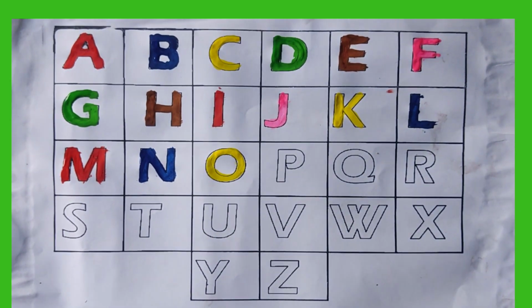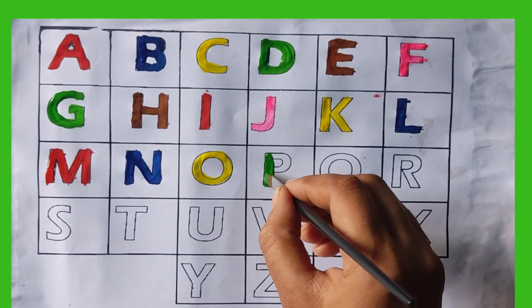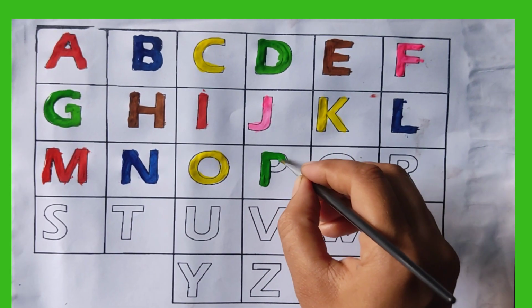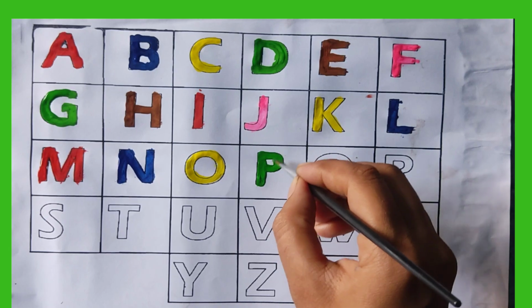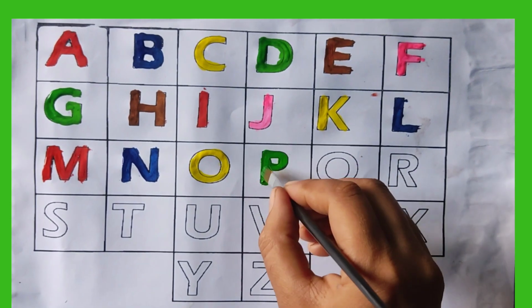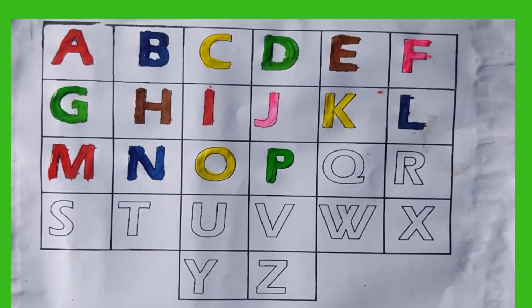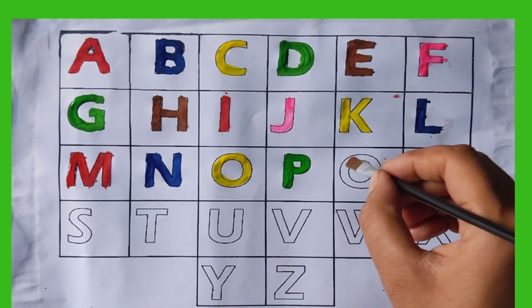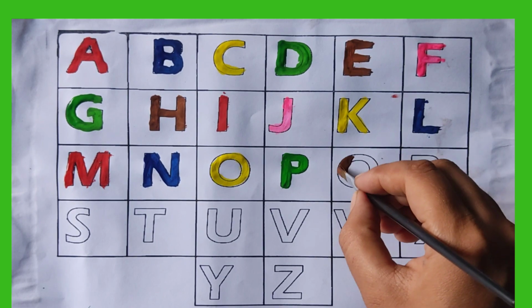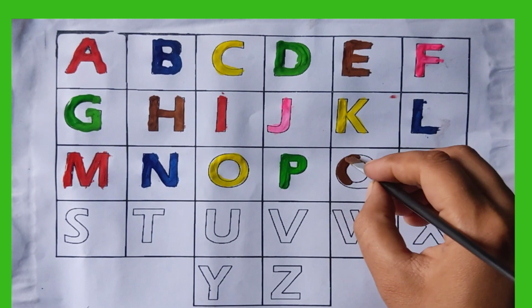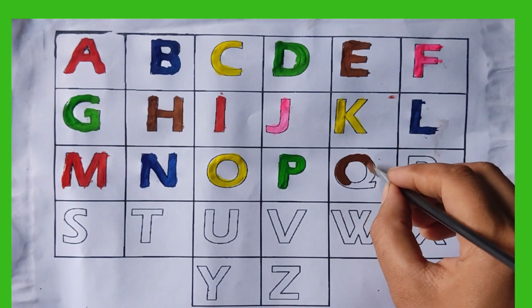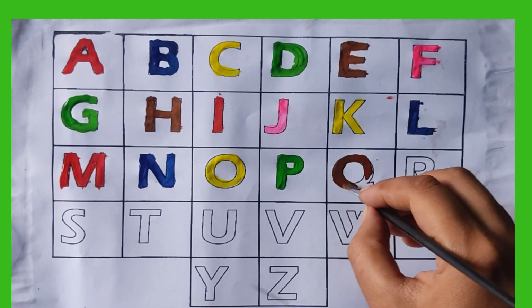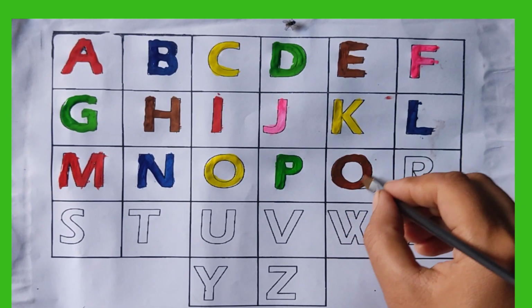Green color, P for parrot. Brown color, Q for queen.